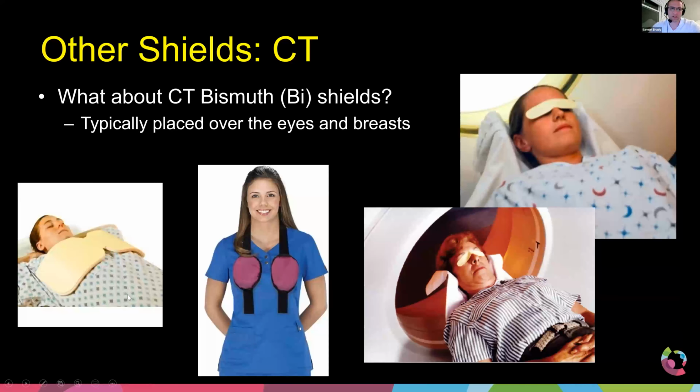What about CT? So let's just briefly talk about this. This practice has basically gone out of vogue, but for a long time, probably about 5 years ago, this was pretty routine. And it was primarily for breast shields and eyes, shielding the eyes for eye lens. And these shields came in all shapes and forms. It just depended on what your organization, your hospital, used.